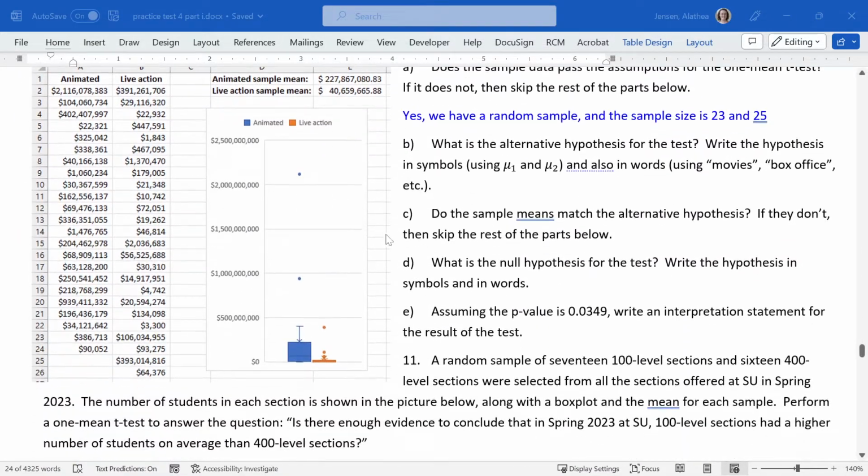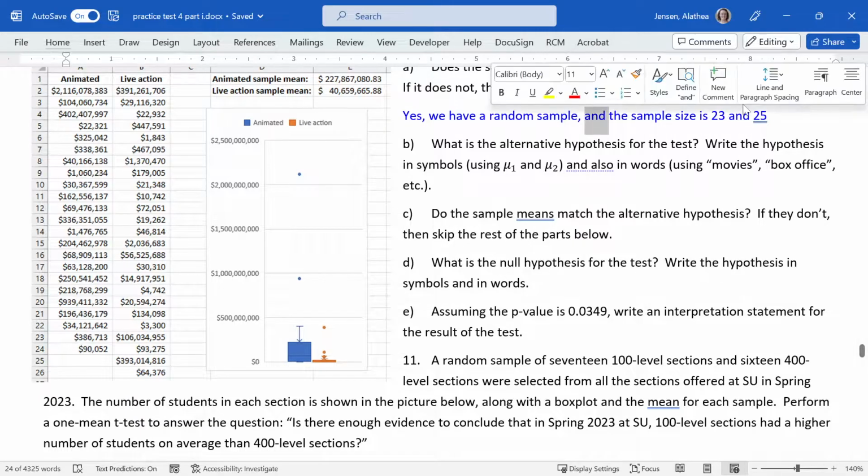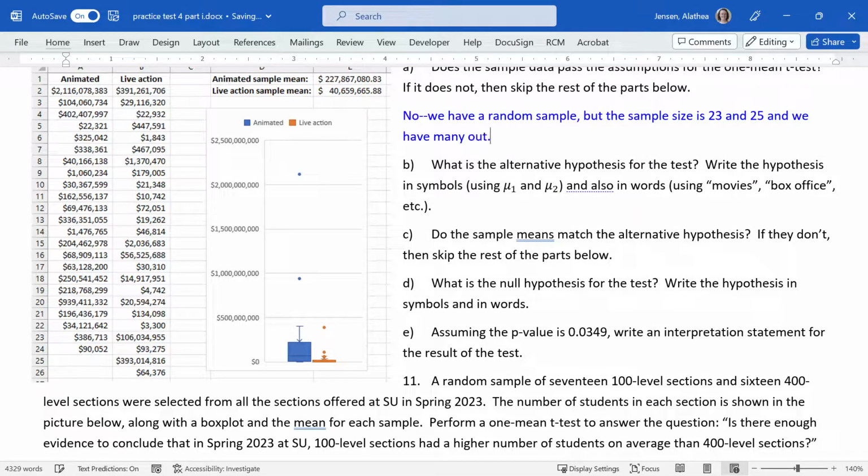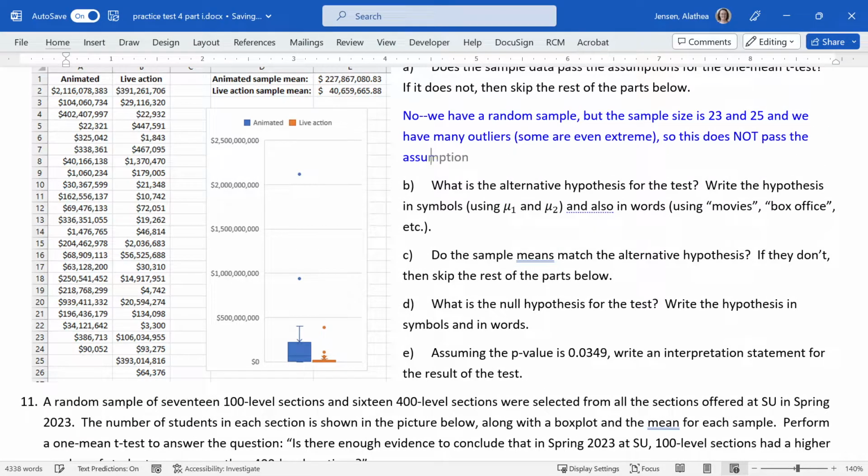Okay, well, I'm already seeing, not only are these outliers, I would call these extreme outliers. So instead of the word and here, I'm going to put the word but, and take away this yes here. So this is a no. We have a random sample, but the sample size is 23 and 25, and we have actually many outliers. Some are even extreme. So this does not pass the assumptions. Okay, so we should not proceed with the test here. We're just going to do what it says here, where it says skip the rest of the parts below.